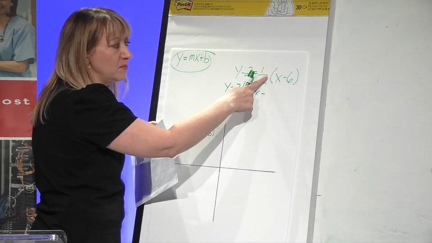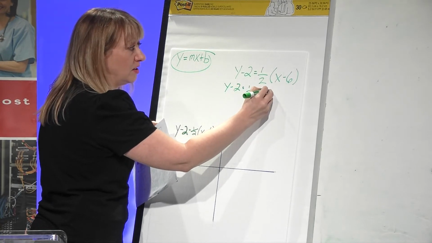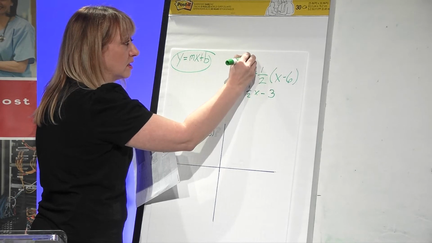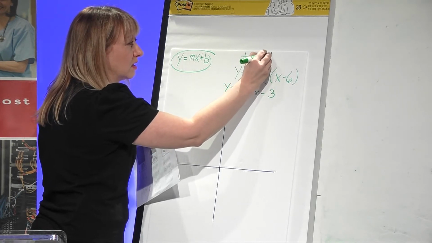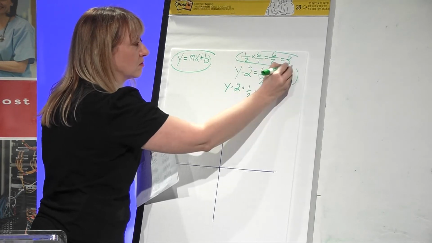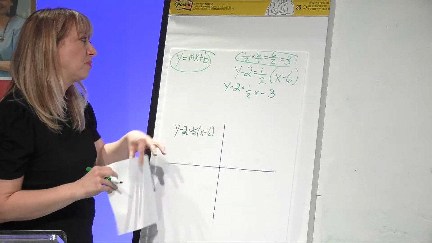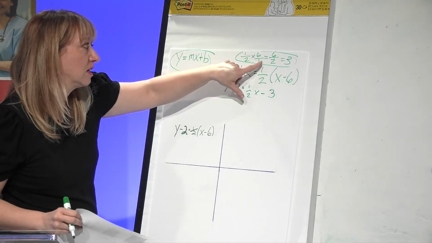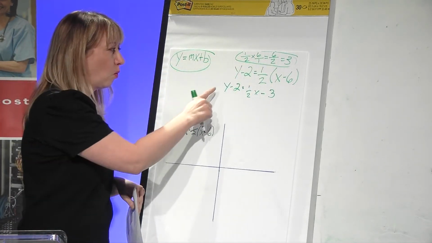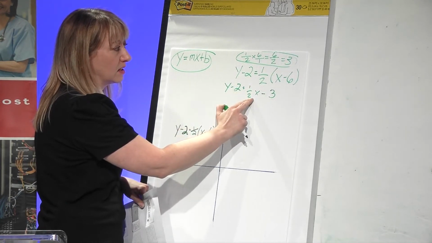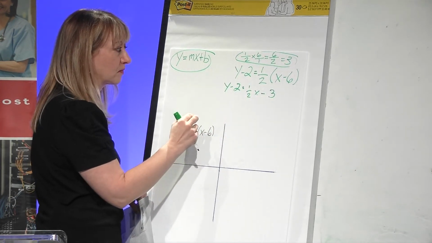So 1/2 times 6 turns out to be 3. So again, 1/2 times 6, which equals 3. So if you're doing that by hand, you just want to remember half, you multiply it by a whole number, which is 6, you end up with 3. So y minus 2, 1/2 times x, and then minus 3.